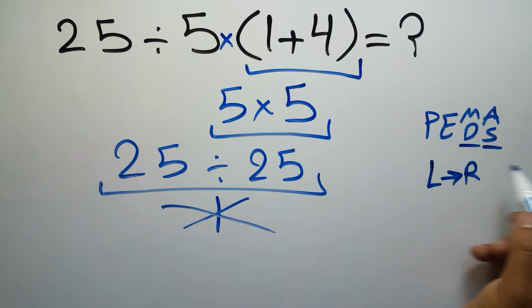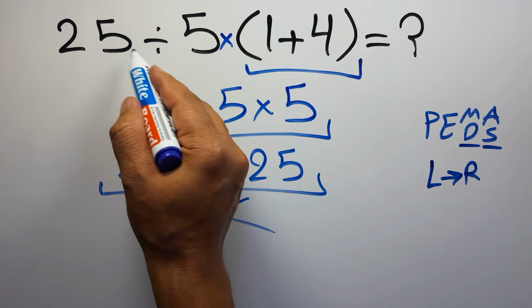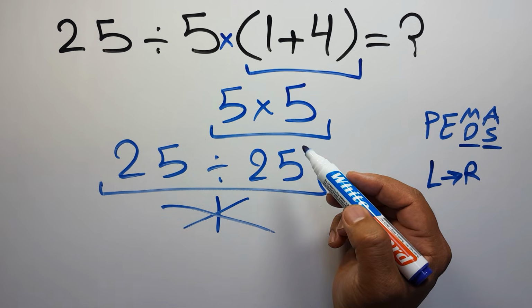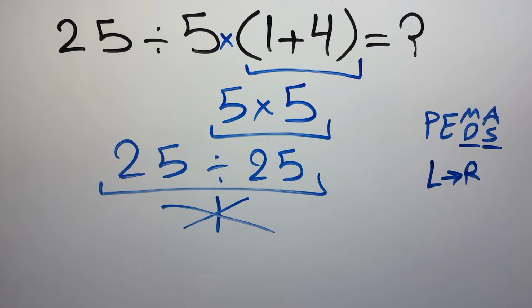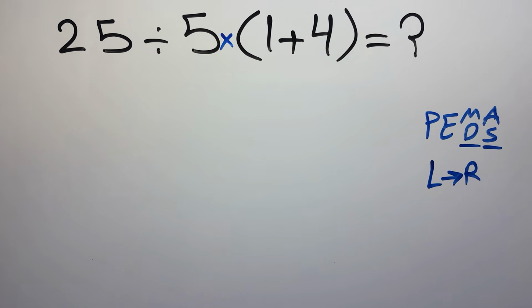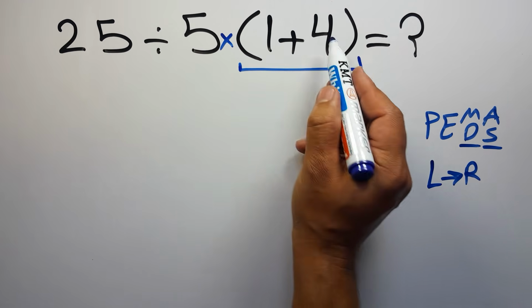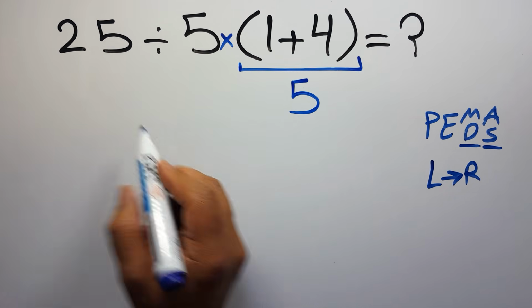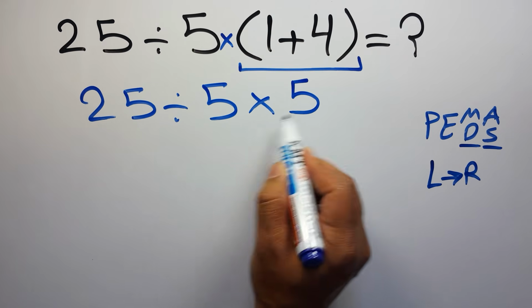Okay, so according to the PEMDAS, first we have to do this parentheses, then this division, and finally this multiplication. If we do this multiplication before this division, it is wrong. So first we have to do this parentheses. Inside this parentheses we have 1 plus 4, which equals 5. So 25 divided by 5, then times 5.